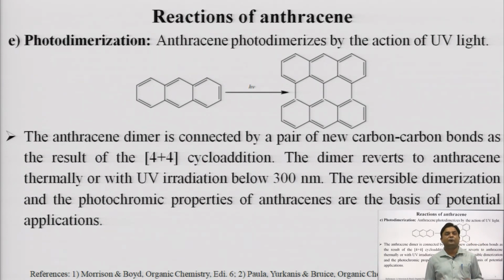Again I am telling you this is a very important reaction. The mechanism through which this dimerization of anthracene occurs can be studied under the 4+4 cycloaddition reaction mechanism. Again this dimer can be reverted back to anthracene. How? When it is heated, meaning thermal energy is provided, or when irradiated with UV radiation below 300 nanometers, this dimer is reverted back to anthracene.